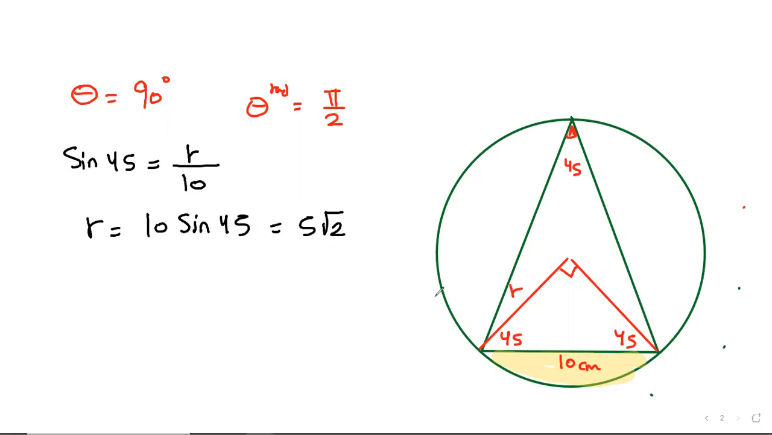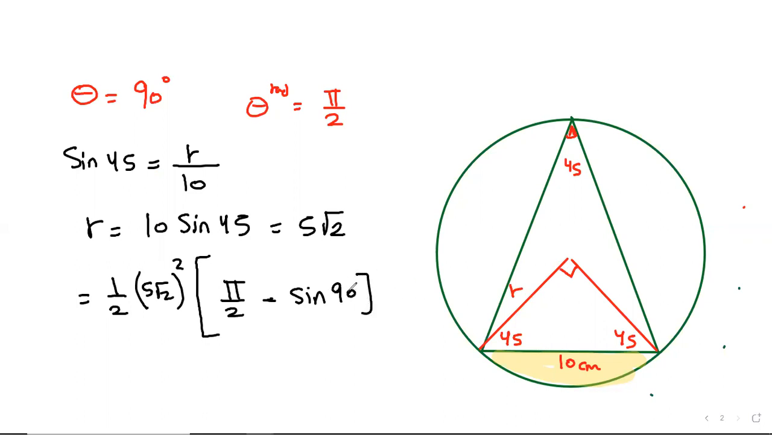Now we are able to apply the rule and find the area of the circular segment. It is equal to half multiplied by r squared. r is 5 root 2 raised to the power of 2. Then theta in radians, pi over 2, minus sine theta. Sine theta in degrees, sine 90. By using the calculator, it will be 14.3 to the nearest 1 decimal place, centimeters squared.